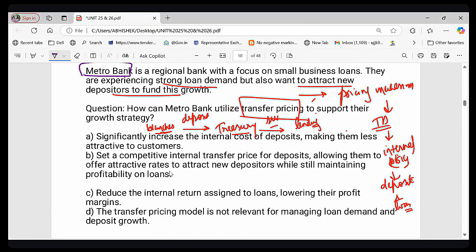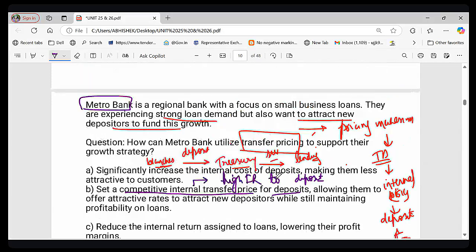Because by setting a competitive internal transfer pricing for deposits, right, Metro Bank can offer higher interest rates to depositors. इससे क्या होगा? यदि वो कॉम्पिटिटिव इंटरनल ट्रांसफर प्राइसिंग रखेंगे, they can offer higher interest rates to depositors, right? डिपोजिटर को हाई इंटरेस्ट रेट मिलेगा. This makes their deposits more attractive, helping them bring in more funds, and with more deposits they can meet the growing loan demand, keeping their lending profitable, right?